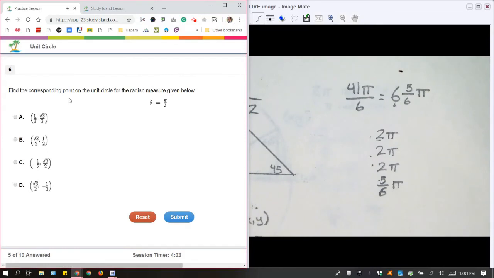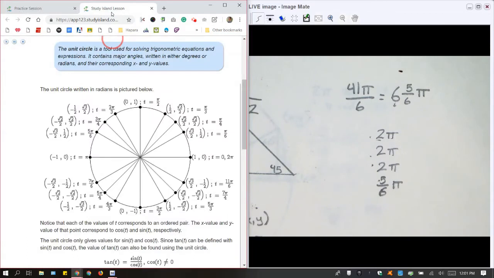Find the corresponding point on the unit circle for the radian measure given below. If theta is pi over 3, well, we already covered this before. Pi over 3 is right there. That's going to be 1/3 of 180 degrees, obviously, because 60, 60, 60 makes 180 degrees. So we've got our 60-degree angle, 1/2 and root 3 over 2.